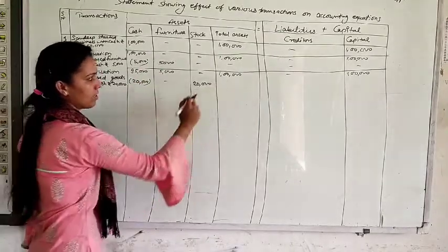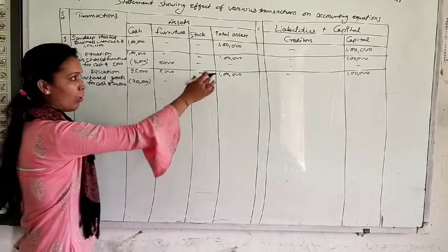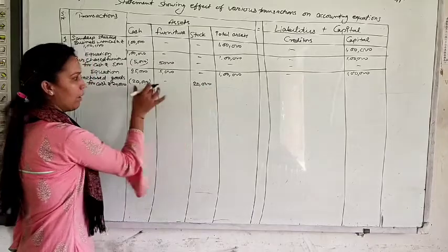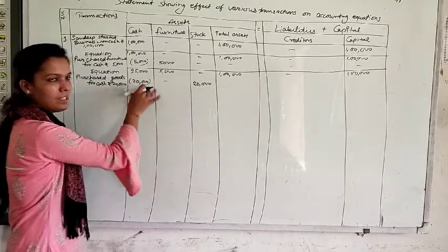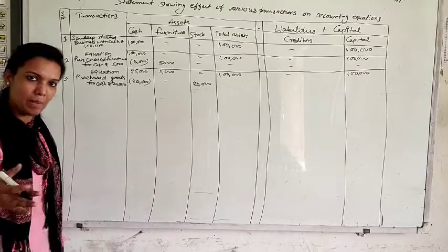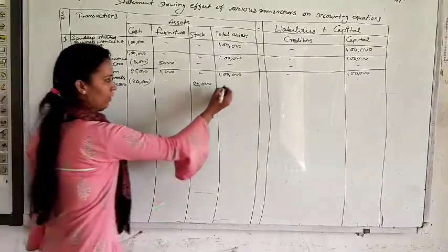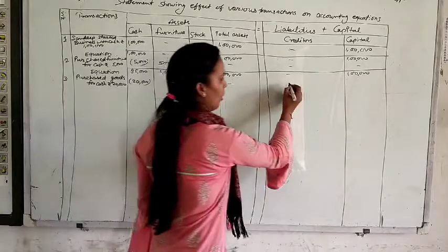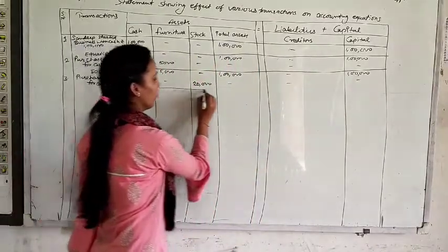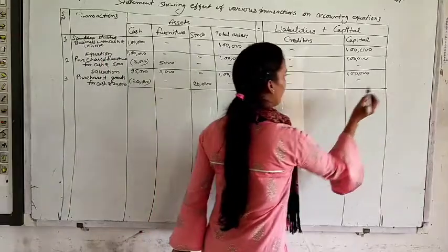Now total assets. I already told you that total assets is the total of these three columns. So 20, this is in plus, and 20, this is in minus. So the same amount is in plus and minus. It means the effect is nil. No effect on liabilities and capital. Same rule, match the equation.